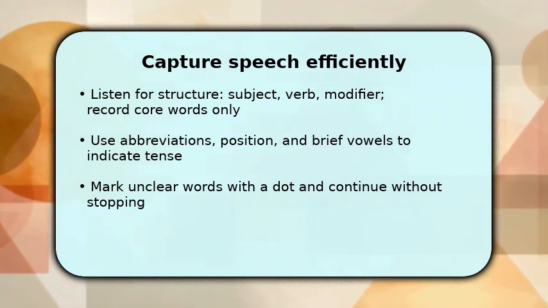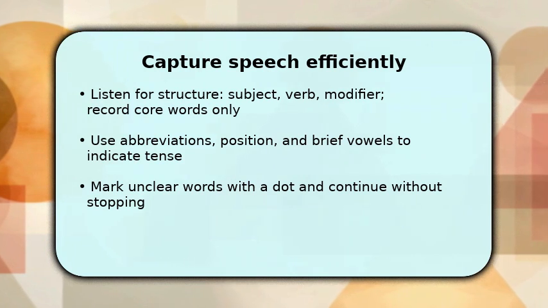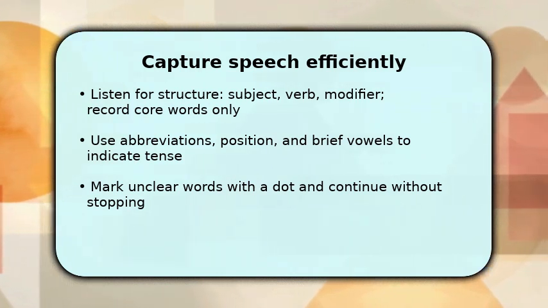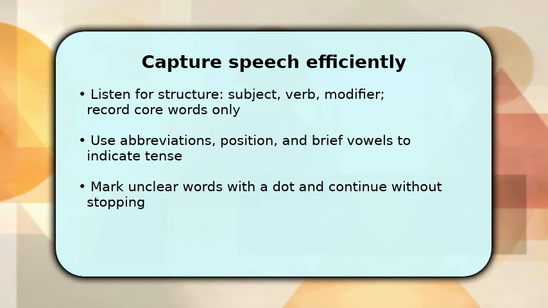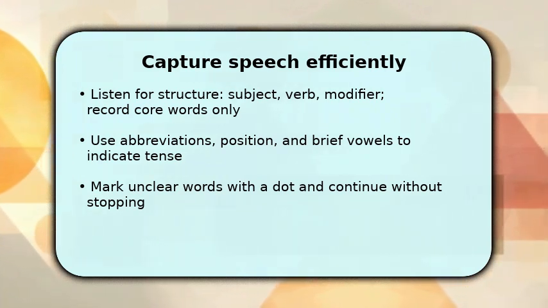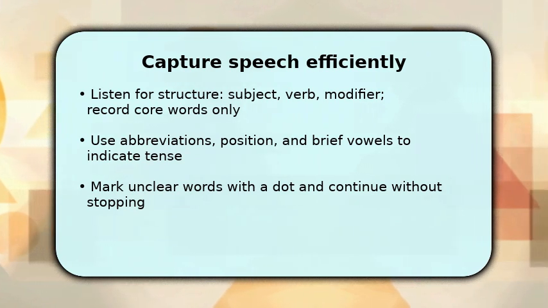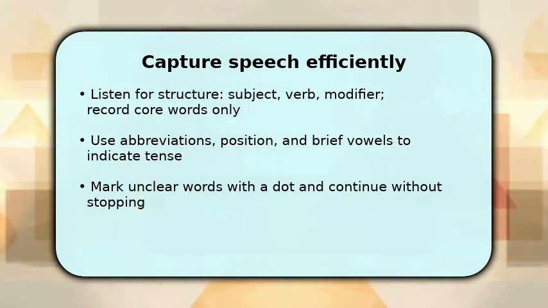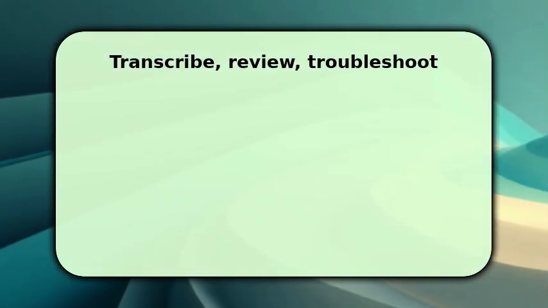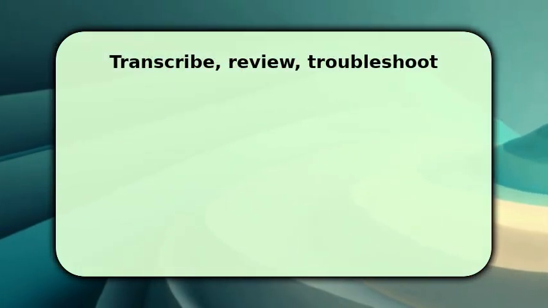When the speaker speeds up, mark uncertain words with a small dot and keep going. Don't pause to decipher. Once you've gathered a block of shorthand, make quick margin notes linking content to context, so reconstruction later is straightforward. You now convert shorthand back into full text, ideally within 24 hours while memory fills gaps.